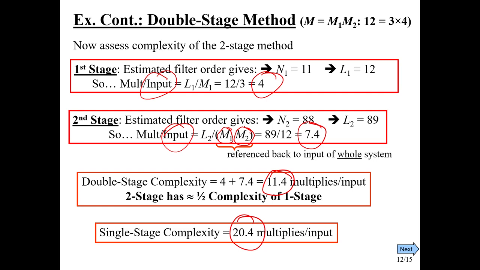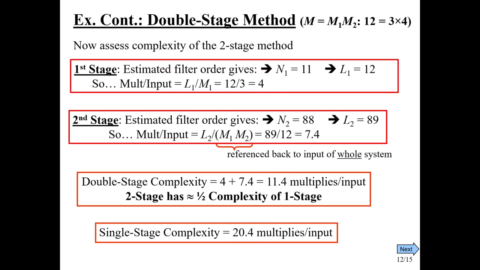So you might say, oh, 20.4 versus 11.4, who cares? Well, remember in this example, that input is coming in really, really fast. What did we say? 586 kilosamples per second. So those are coming in fast. And we've got to do 20.4 multiplies in between every one of those input samples. If I can cut that in half, that means my processor can run half as fast, which is good.